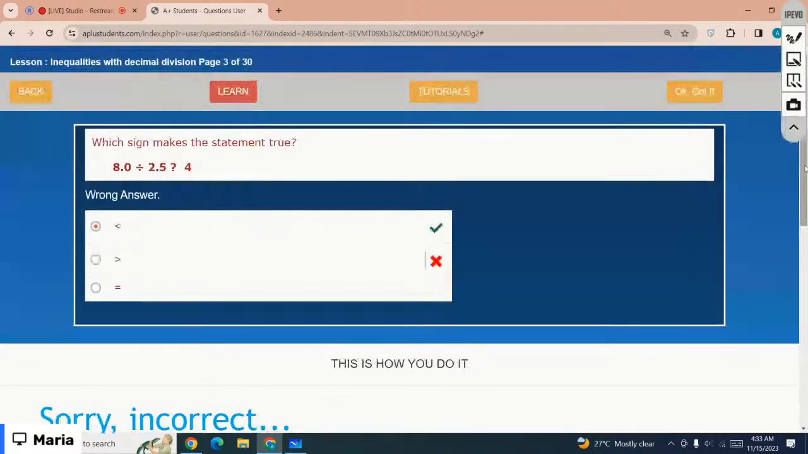What's wrong with this one? Oh, it is 8 divided by 2.5. Sorry. And then you have to compare it to 4. I thought that it was 2.5 divided by 4. So 8 divided by 2.5, yes, that would be then less than 4.